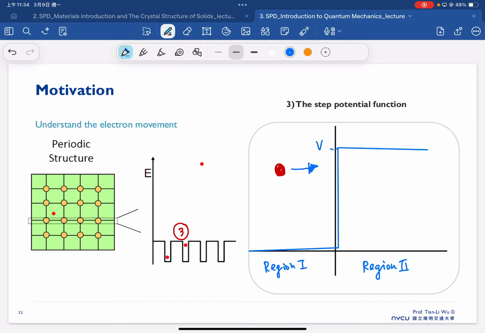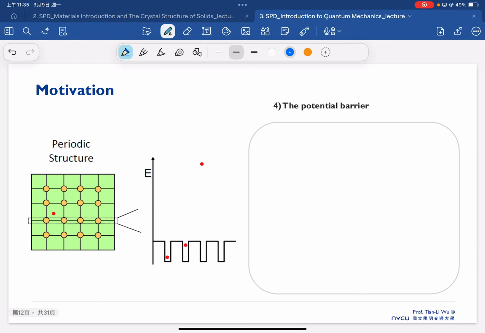And then the last one is the final one that we want to address. It's actually very realistic for the case that we will face in the semiconductor, which considers a potential barrier. Because if the electron wants to move from here to here, the potential the electron will meet is shown roughly like this one.